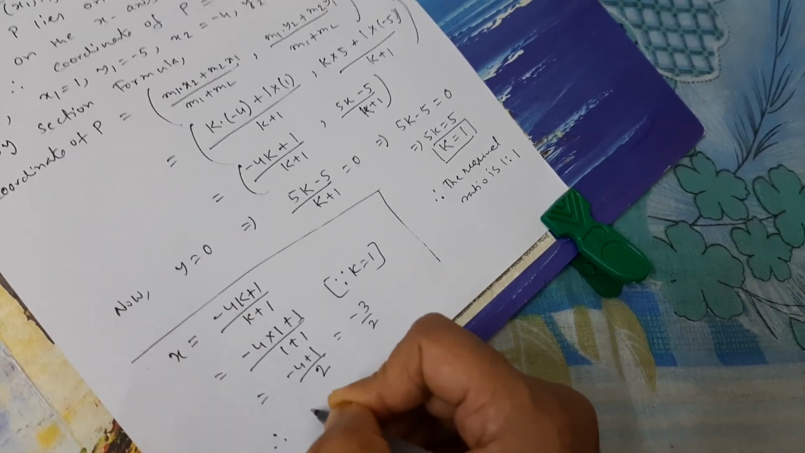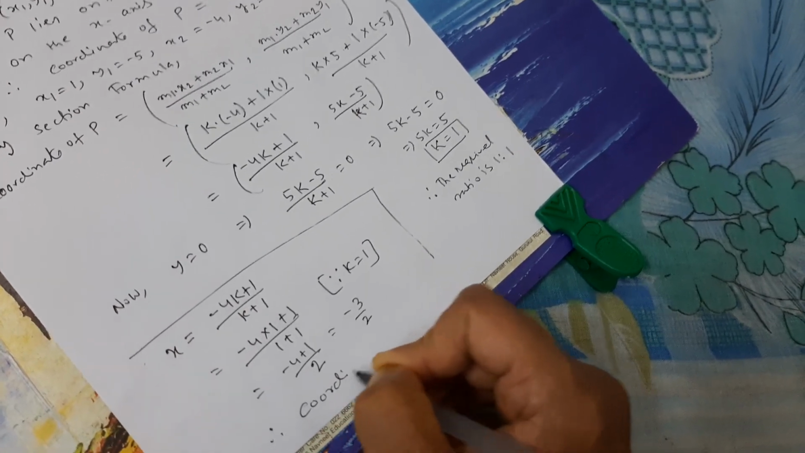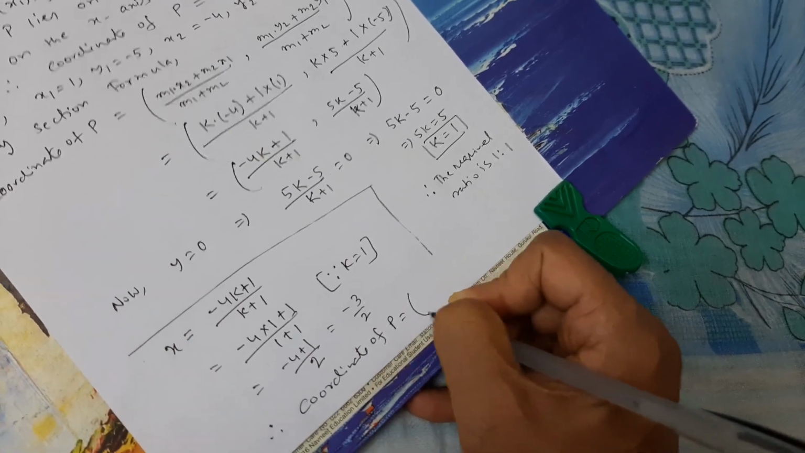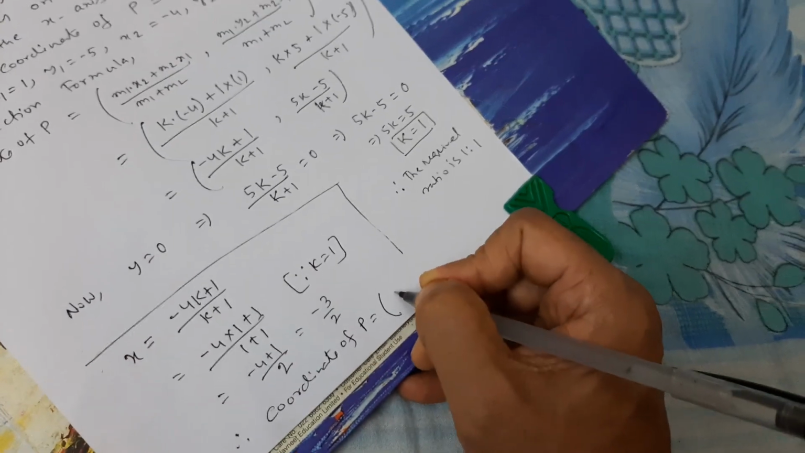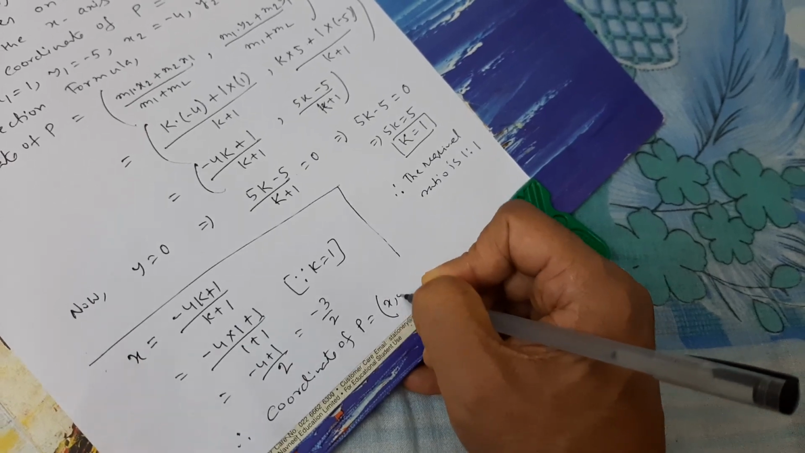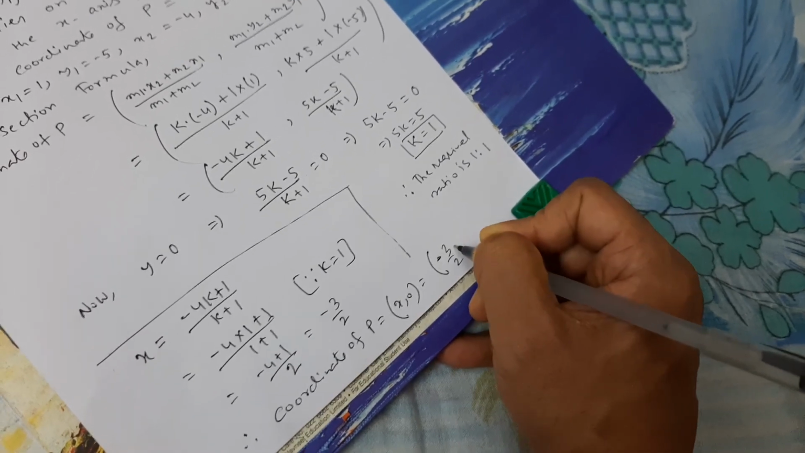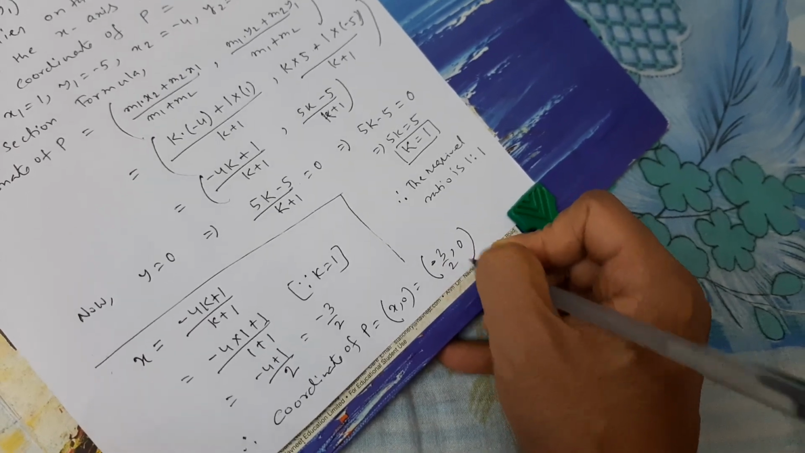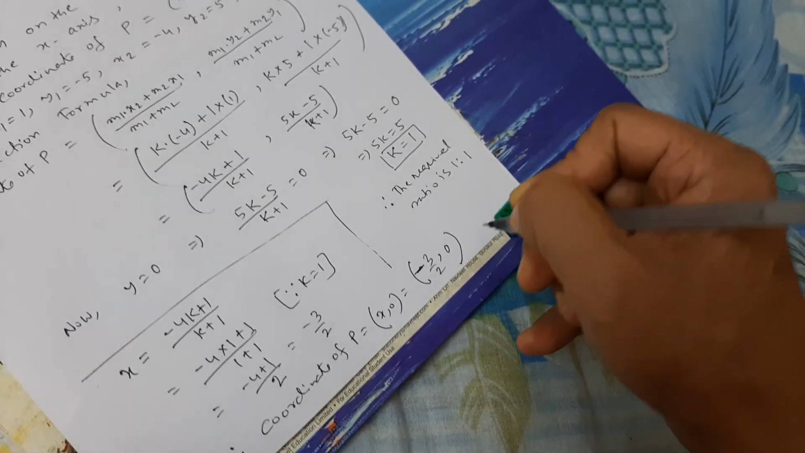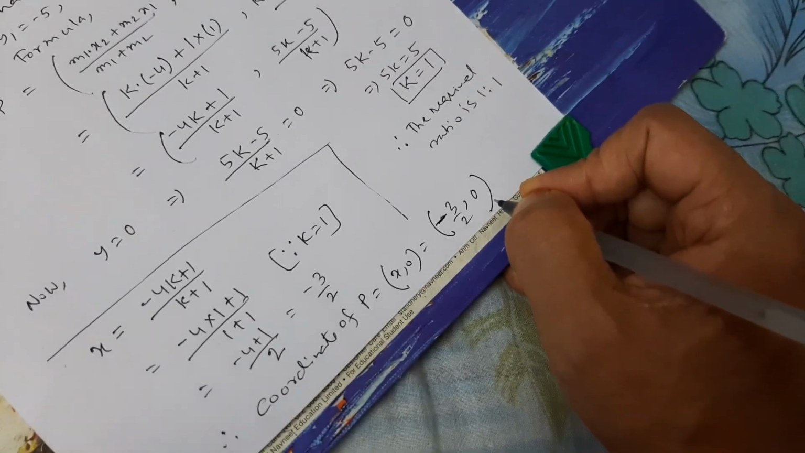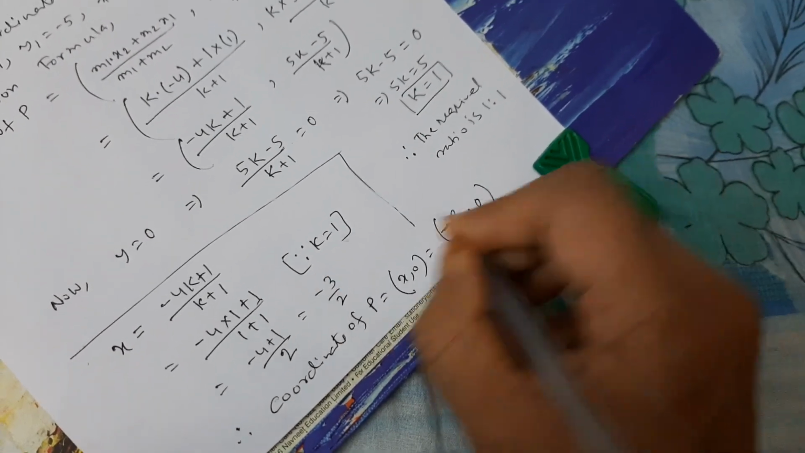Therefore coordinate of P equal to (x, 0). So x equal to minus 3 by 2 and y is 0 as per question. So answer is (-3/2, 0). This is the second part answer. Thank you.